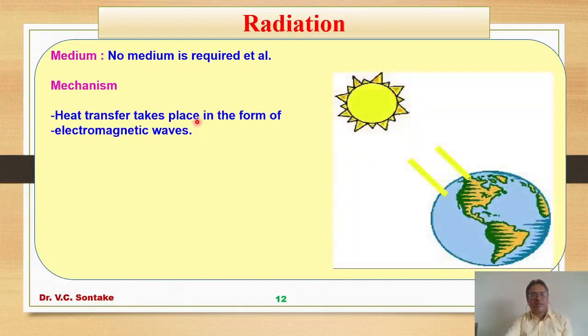And the classical example of heat transfer by radiation is heat transfer between the sun and the earth's surface. The sun is the higher temperature body, earth is the colder body, and in between the sun and the earth there exists vacuum space, even though we are receiving heat from the sun in the form of sun rays.